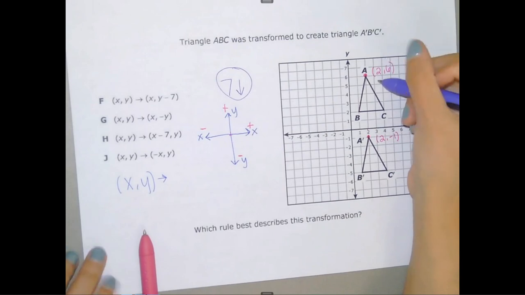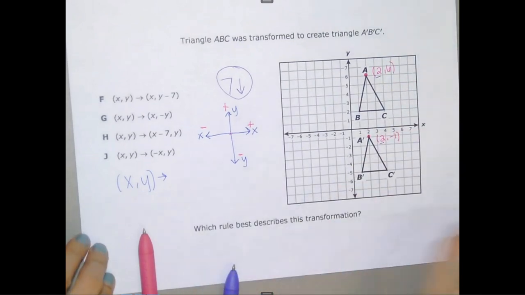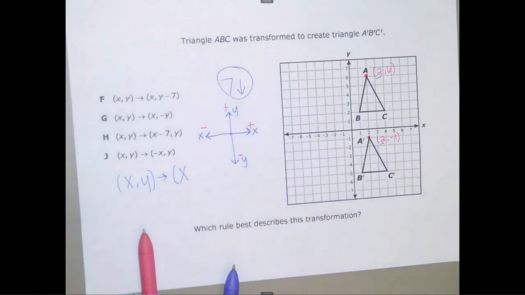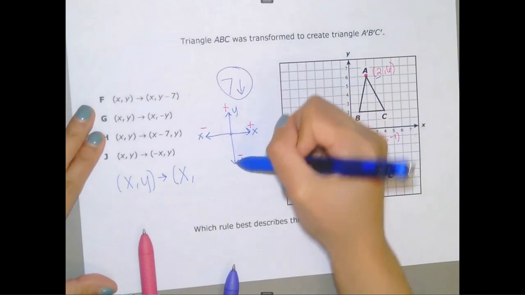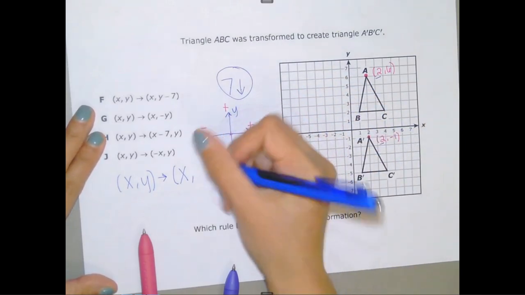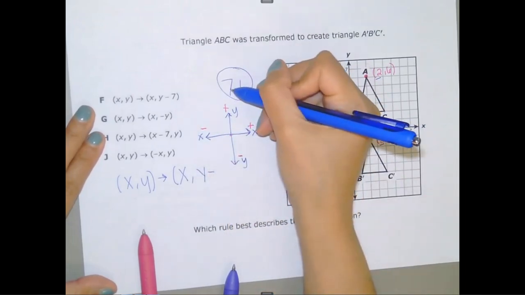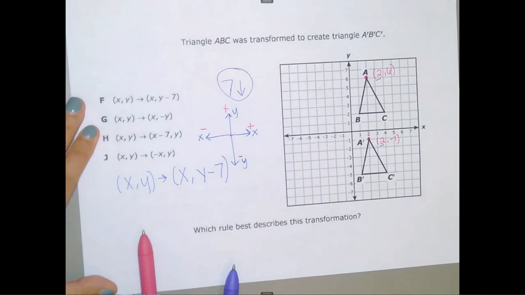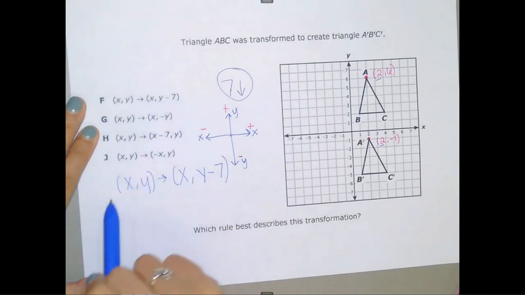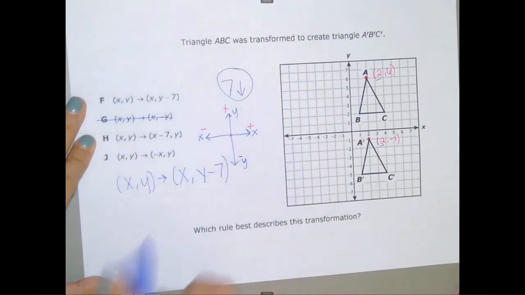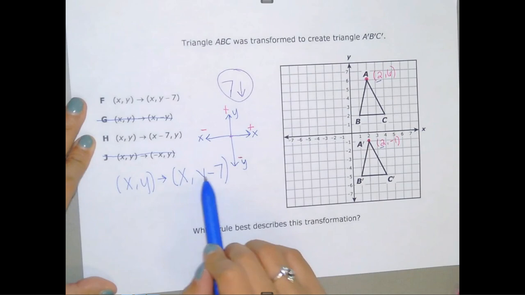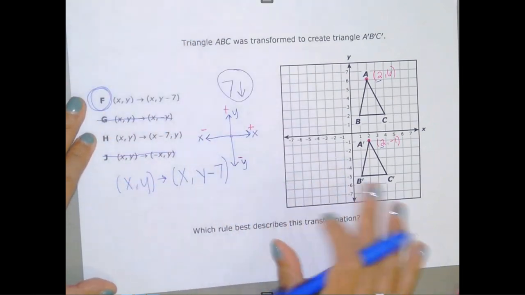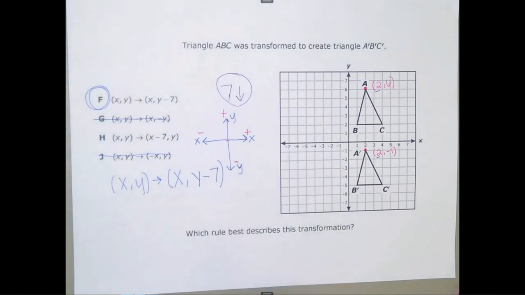Now, if I look at my coordinates, I had 2 and it stayed 2. So I'm going to represent that by keeping my x the same, but I went 7 down. So on my coordinate plane, when I go down, that is the y, and it is a minus. And we went 7 spaces down, so y minus 7. So when I look at these answer choices, the x stays the same, y minus 7. I don't have a minus 7 in G, so I can cross that out. I don't have a minus 7 in J, so I can cross that one out. X stayed the same, y is what has the minus 7. So we should have picked answer choice F on number 3.